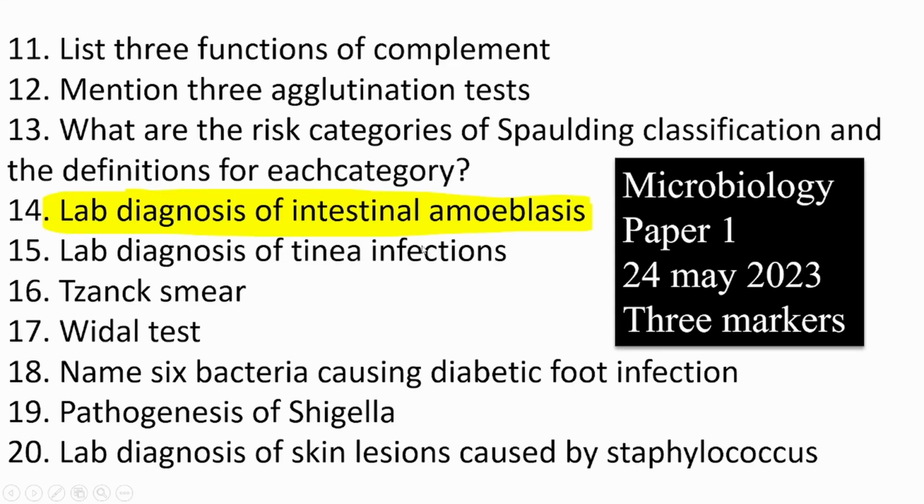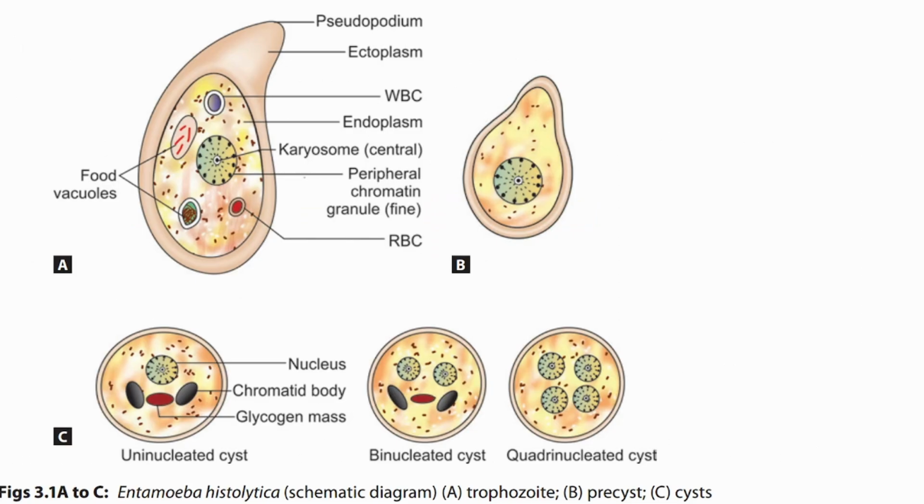So question number 4, they are asking lab diagnosis of intestinal amoebiasis. Okay, so lab diagnosis of intestinal amoebiasis, that means he is talking about Entamoeba histolytica. Okay, so here as you can see, what is this and what is this? This is the trophozoite form of the Entamoeba histolytica.